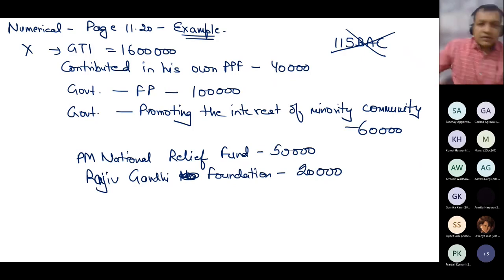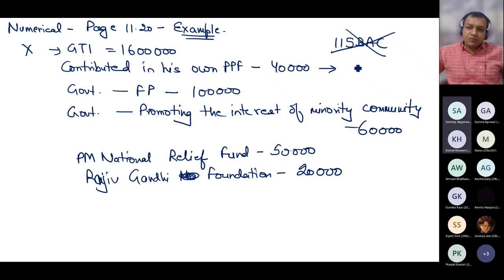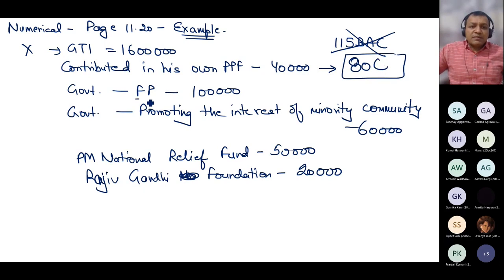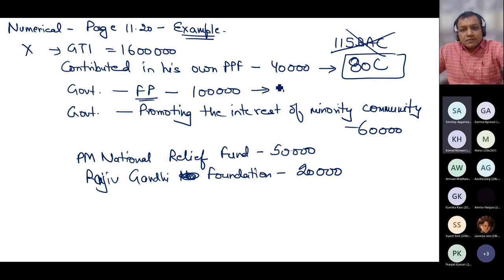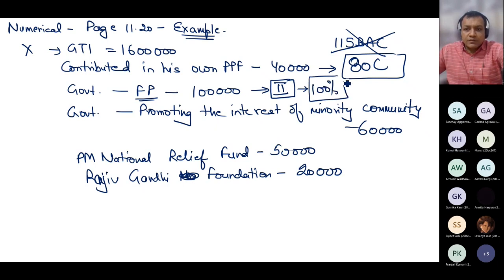Now, please tell me. Contribution in his PPF: under which section will I get a deduction for this? Hurry up. 80C. Very good. Government family planning: is it in category 1 or category 2? Category 2. How much percentage, 100 or 50? 100%. Very good.